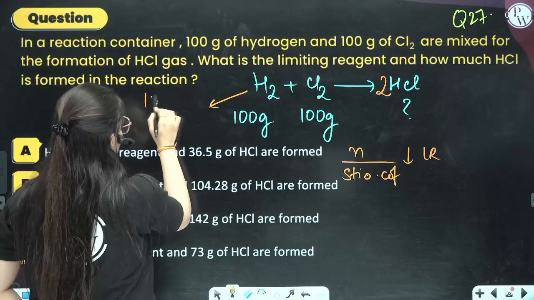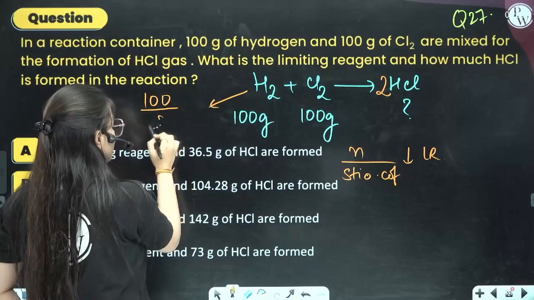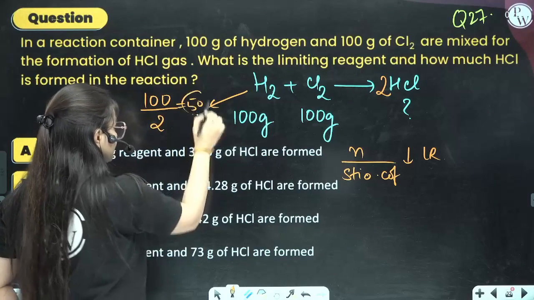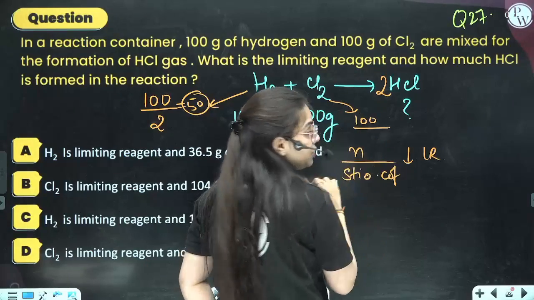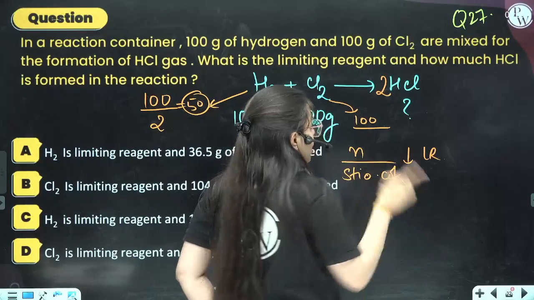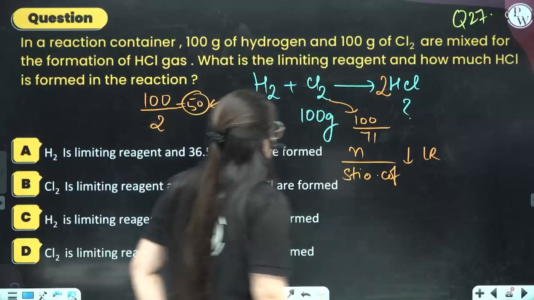Given mass is 100. By molecular mass for H2, which will be 2, it will be 50. Over here, given mass is 100 by molecular mass, 2 into chlorine mass. Chlorine mass is 35.5. 2 into that is 71.